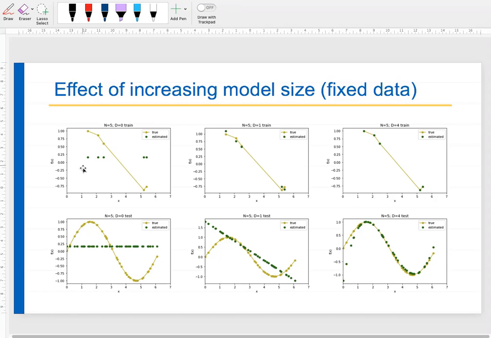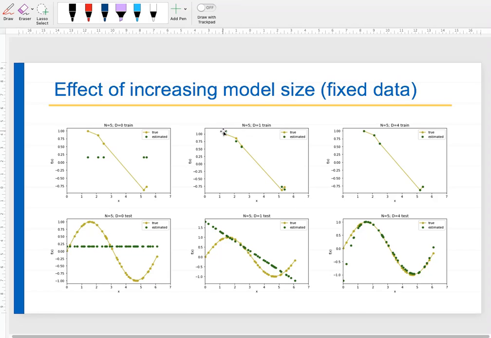So this is my training data. It cannot even fit the training data because the model is very weak. On the test data, again you see the same value and it does not fit. Let us increase my model size. Now I made model size 1. Training points, same 5 training points.